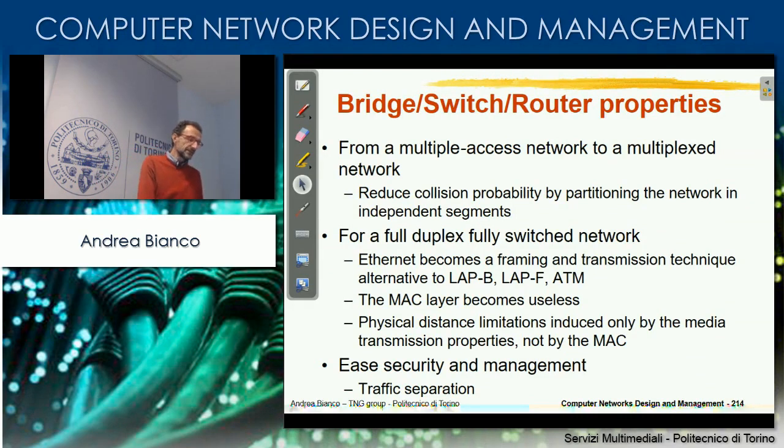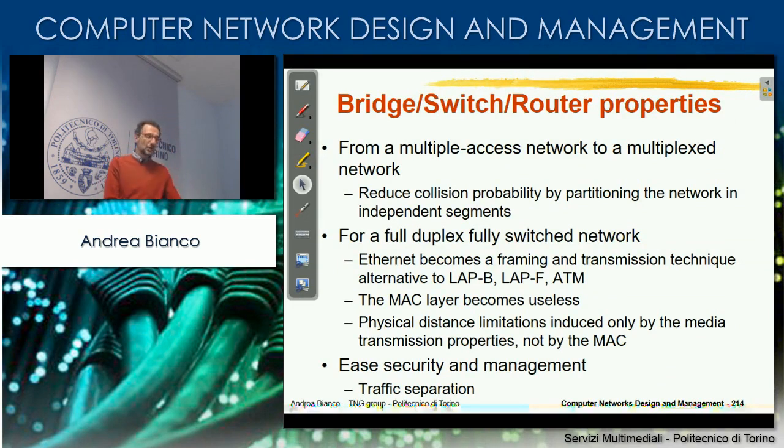So Ethernet becomes a framing and transmission technique alternative to LAPB, LAPF, ATM, whatever. The MAC layer becomes basically useless in terms of coordination for accessing. It is useful because in the MAC header we have the error detection, we have the packet delineation, which is packet separation. All of these features and addressing are used, but not the medium access control protocol. The protocol is not needed anymore.